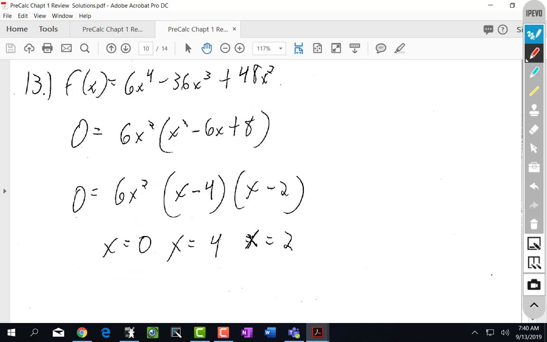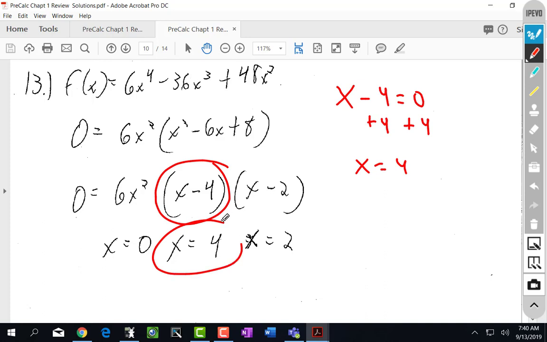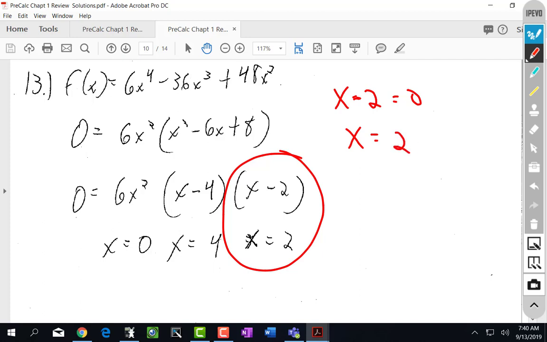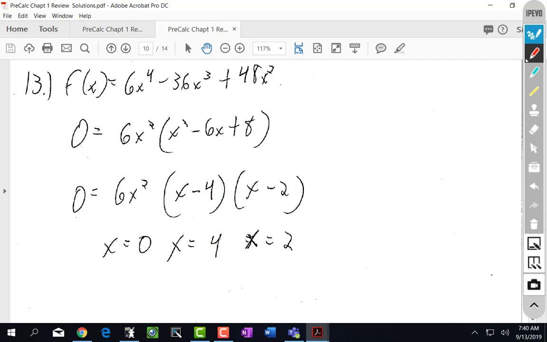I go to my next one, I have x minus 4. So I can set x minus 4 equals 0 and solve it. I add 4 to both sides, and I get that x equals 4. So there's my second answer. Now here's my third answer, with this factor of x minus 2. So I got x minus 2 equals 0. I'm going to add 2 to both sides, so I get x equals 2. And there's my third answer. Now you're going to notice that this did say that there's 4 answers. Well, this is known as a double answer. This is called a double root.